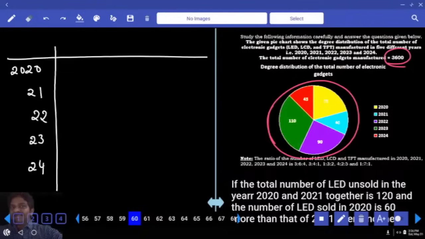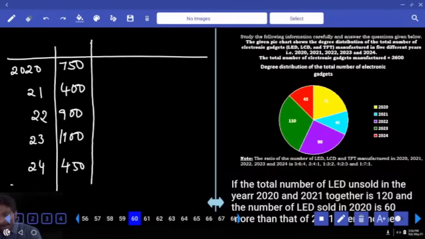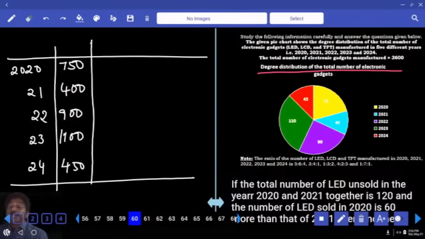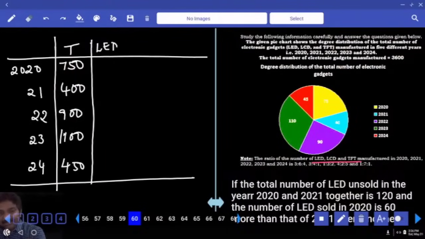3000. Then 1 degree is 10. So to convert these degrees to numbers, you just have to multiply with 10. That's all. 2020, what is the data? 750. Next 400. Next 900. 1100. 450. What are these values about? Degree distribution of the total number of electronic gadgets. How many different categories are there? 3 categories. What are they? LED, LCD, TFT.